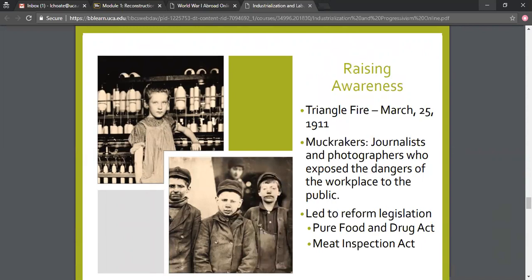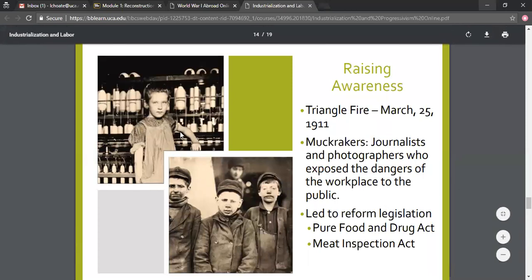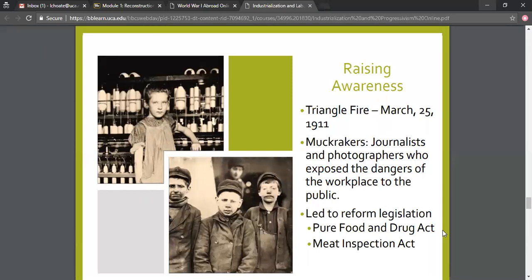So these big events obviously were catalysts for change, but we also had people called muckrakers, who were journalists and photographers who would go into factories and expose the dangers of the workplace. For instance, Upton Sinclair, who wrote The Jungle, was such a muckraker. These two photographs here are examples of photographer muckrakers who would print pictures of children in these terrible work conditions in order to generate sympathy for the progressive cause.